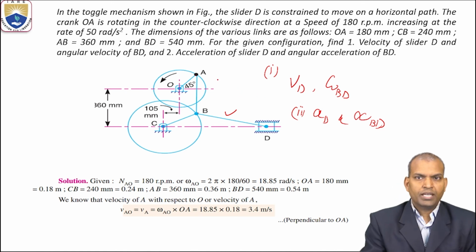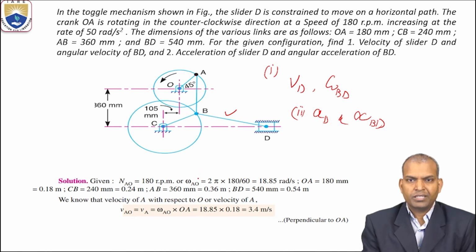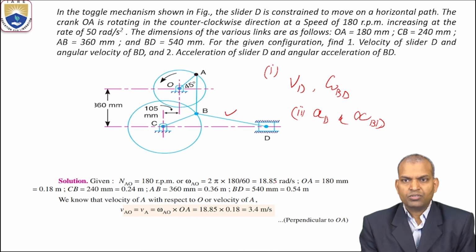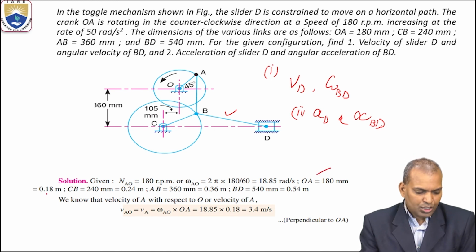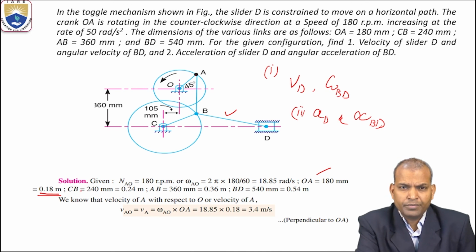For link OA, the speed is 180 RPM, that is 180 revolutions per minute. So omega AO equals 2 pi N by 60, that is 2 pi times 180 by 60, which is 18.85 radians per second. OA equal to 180 millimeters, that is 0.18 meters. CB is 240 millimeters, that is 0.24 meters. AB 360 millimeters, that is 0.36 meters. BD equal to 540 millimeters, that is 0.54 meters.